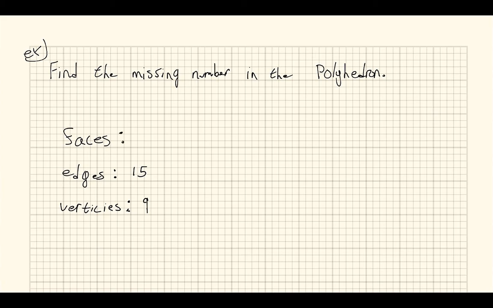Okay. And again, that formula was faces plus vertices equals edges plus 2. So faces, that's the variable we're going to be looking for, f, plus vertices, which was 9, equals the number of edges, 15, plus 2. All right. Faces plus 9 equals 17. If we subtract 9 from both sides, 17 minus 9 gives us 8. So we should have 8 total faces for that one. All right. So faces is 8.